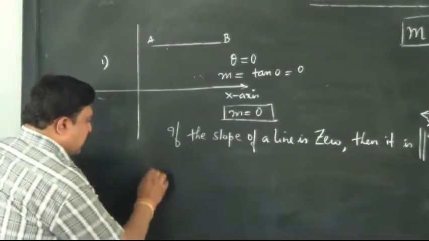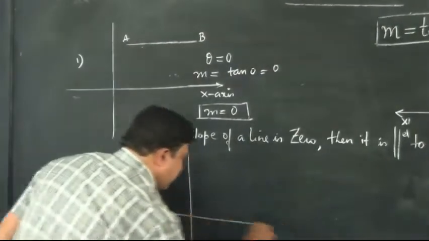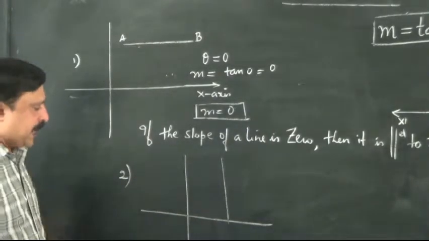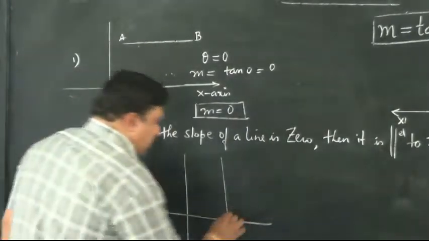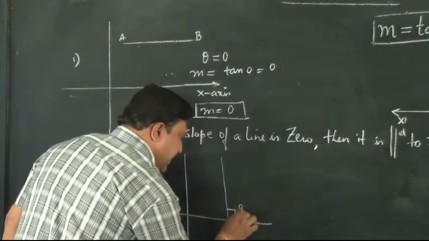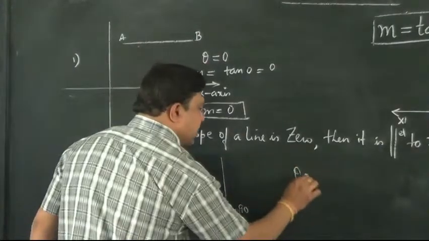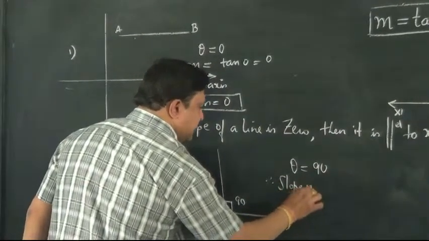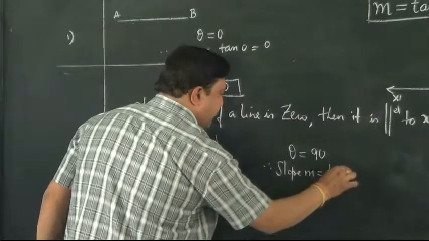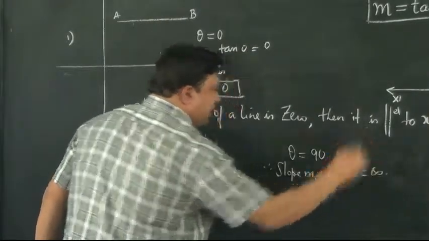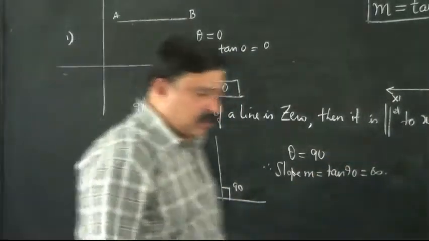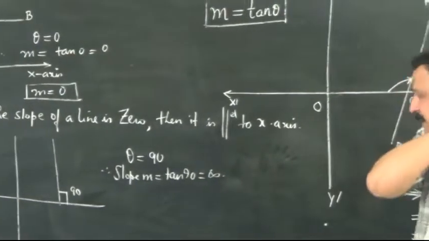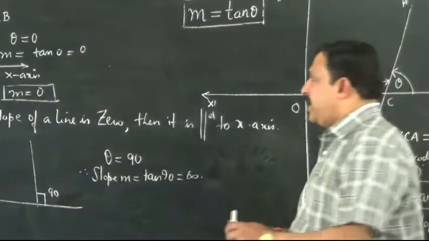And take another instance. A line which is purely vertical, that is, perpendicular to the x-axis. You know that this angle is 90 degrees, the inclination is 90 degrees, therefore the slope, that is m, is tan 90, and tan 90 is infinity, and that is not defined. Therefore, the slope of a line which is perpendicular to the x-axis is not defined.